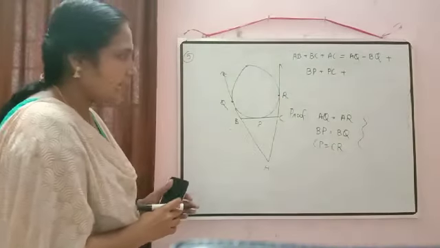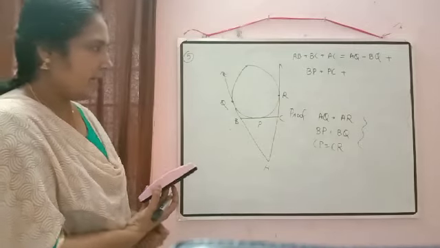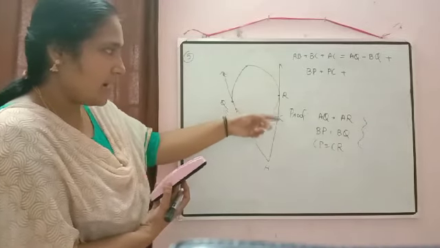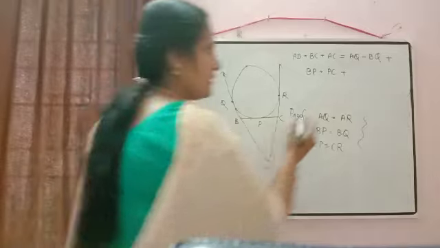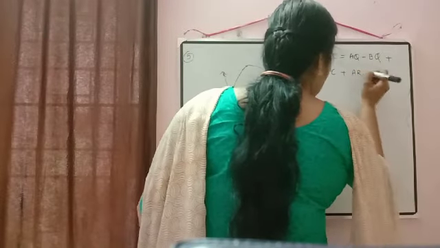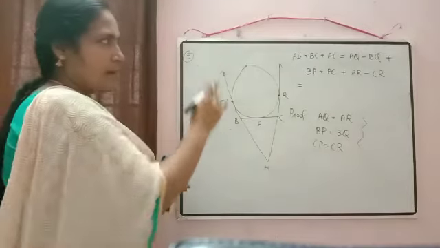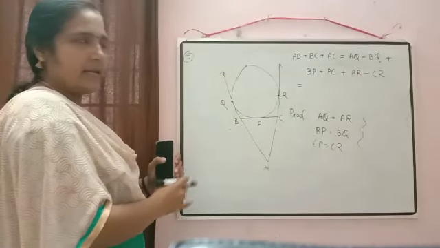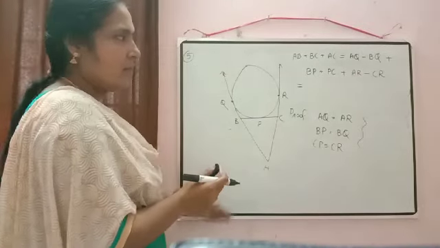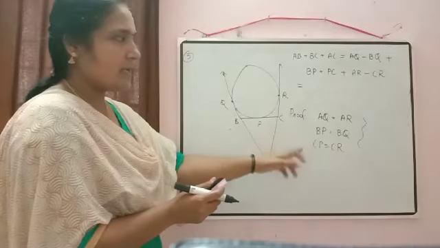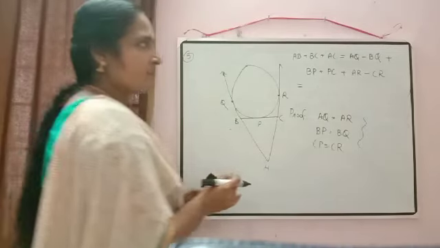Now next one, AC, how we can rewrite? AC can be written as AR minus CR. So AC can be written as AR minus CR. At present, from the diagram, what are the information we can write that we wrote there? Now we'll use the property which we wrote here. Length of the tangents are equal.